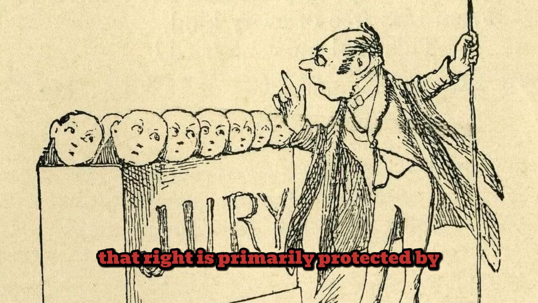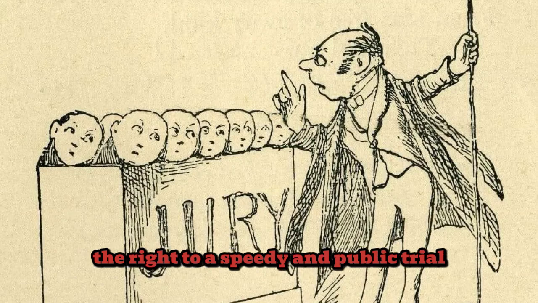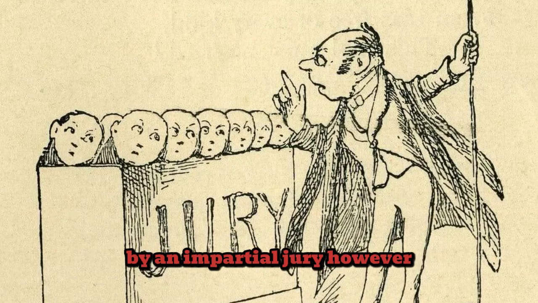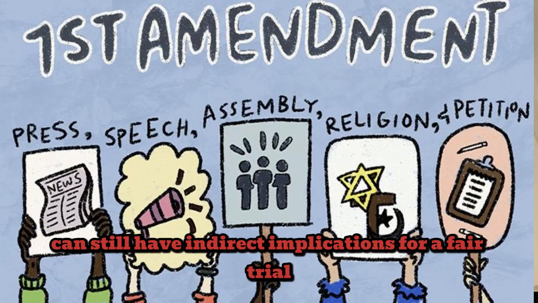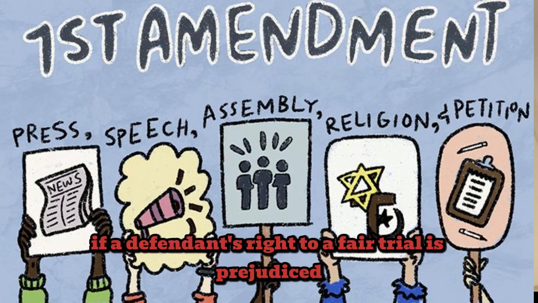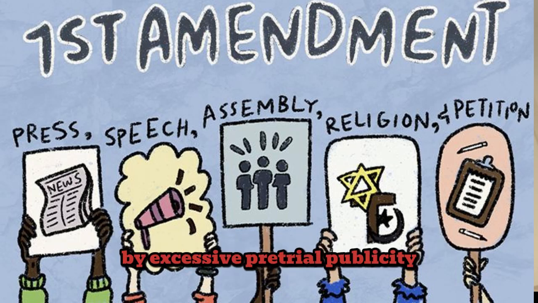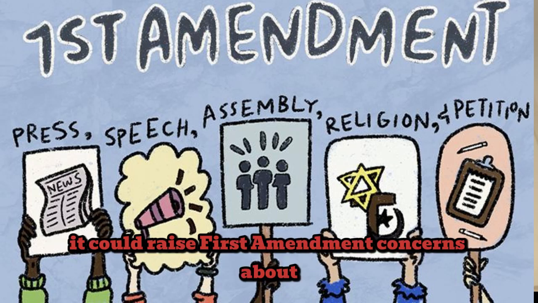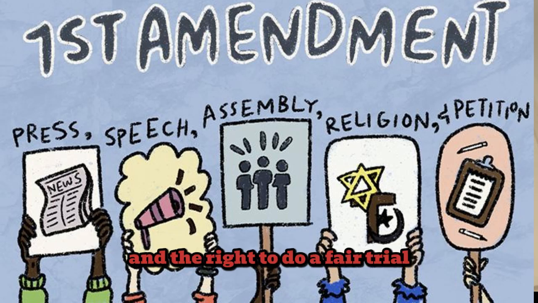That right is primarily protected by the Sixth Amendment, which guarantees the right to a speedy and public trial by an impartial jury. However, the First Amendment can still have indirect implications for a fair trial. For example, if a defendant's right to a fair trial is prejudiced by excessive pretrial publicity, it could raise First Amendment concerns about the balance between free speech and the right to a fair trial.